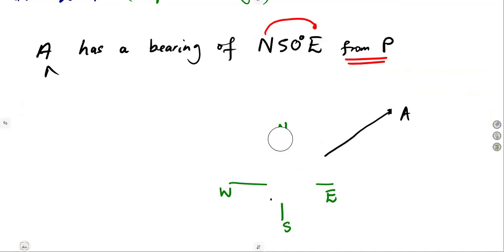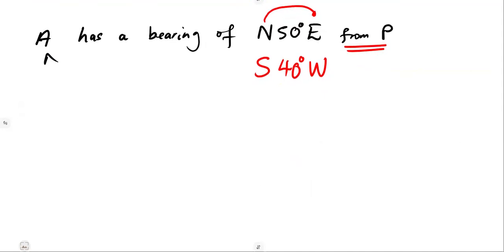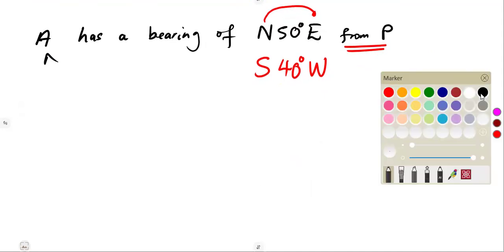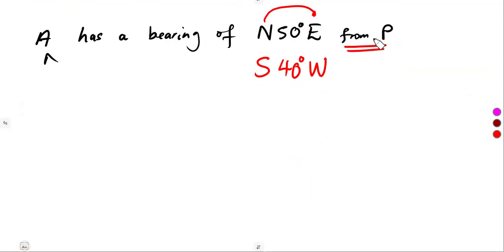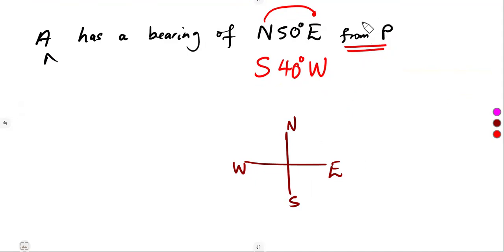All right, no problem. Let me put it this way, because this one it will be like we are back to the three-figure bearing that we had before. Let's say it was south 40 degrees to the west from P. South 40 degrees to the west. So we're going to have our north pole as usual. Illustration of the north, right? Everything. The north, south, west, and what? And east.